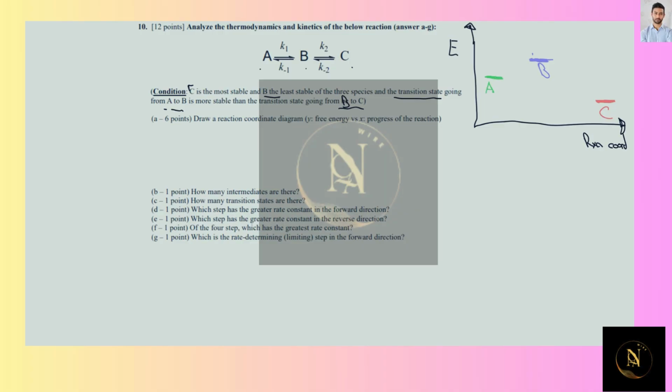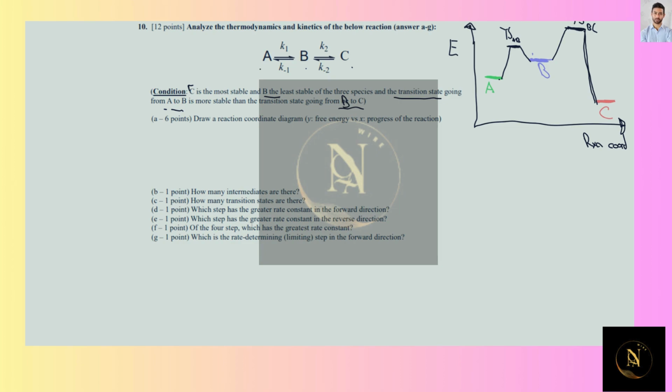We're told that the transition state going from A to B is more stable than the one going from B to C. So we're going to have a lower activation energy in this case compared to the one from B to C. Let's call this transition state AB, and let's call this transition state from B to C. With this, we're going to have the reaction diagram connecting all of these points as follows.